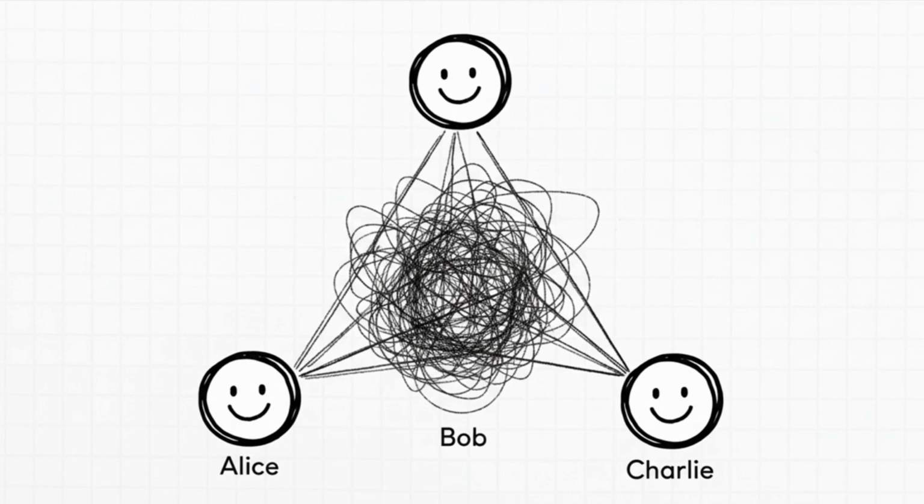Now, in the chaotic version, if Alice wants to talk to Bob and Charlie, her code needs to have a direct line, a direct reference to both of their objects. And it's the same for Bob and for Charlie and for everyone else. Every single user is directly wired to every other user they might want to talk to. You can probably already see the problem here.